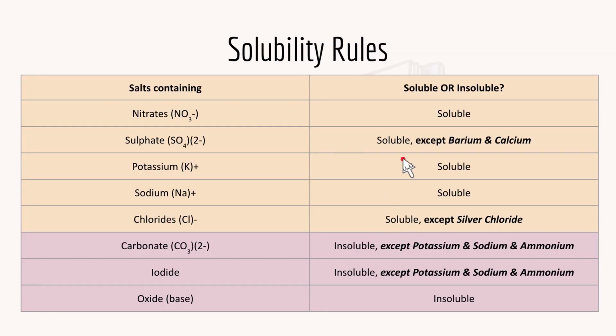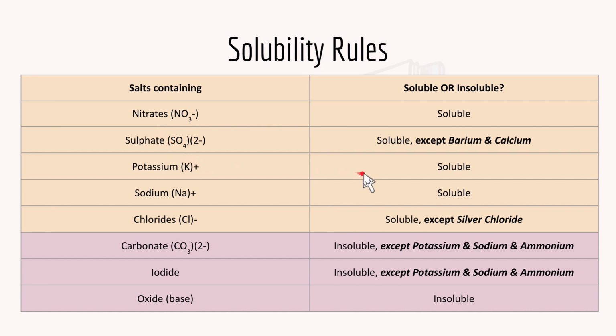And lastly, to see if a salt is solid or aqueous, we have this thing called the Solubility Rules. And you can find more detailed versions online, but here's a more simplified version. So here we have salts containing these things and these things: nitrate, sulfate, potassium, sodium, chloride, carbonate, iodide, and oxide. And for nitrate, everything is soluble. And for sulfate, everything is soluble except for barium sulfate and calcium sulfate, which are insoluble.